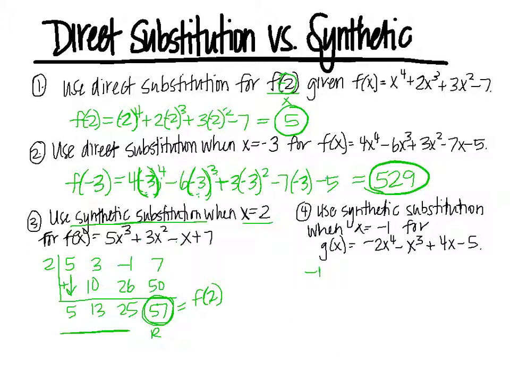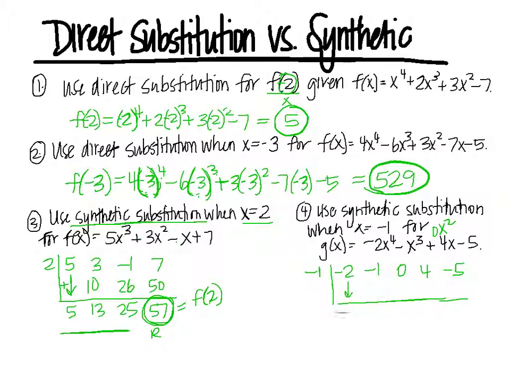I'm taking a negative 1 and I'm going to plug it into the function negative 2x to the 4th, negative 1x cubed. You'll notice I don't have an x squared, so I'm going to put in a 0 for my x squared. And then I have a 4x and then minus 5.